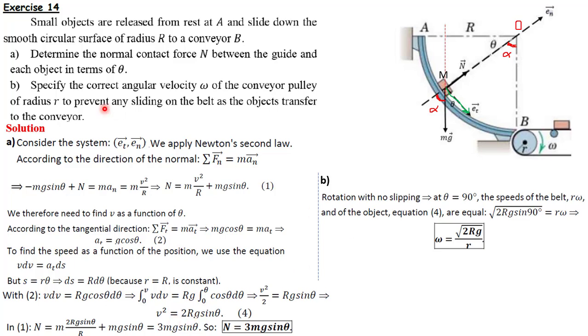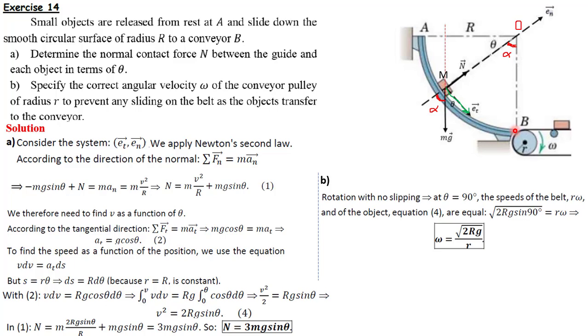Now question B. Specify the correct angular velocity omega of the conveyor pulley of radius small r to prevent any sliding on the belt as the objects transfer to the conveyor. So, once the object arrives at point B, it will go on a conveyor belt, and it will have the new speed of the conveyor belt. But there is a critical point.